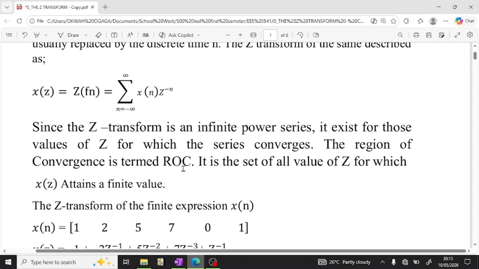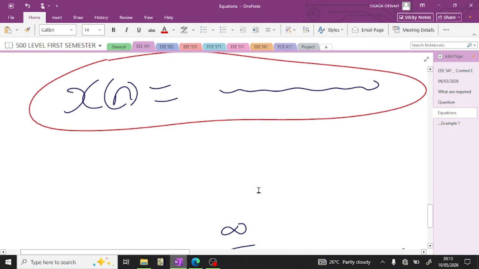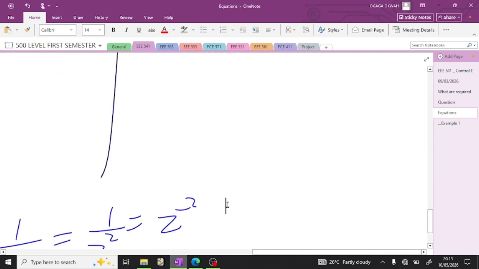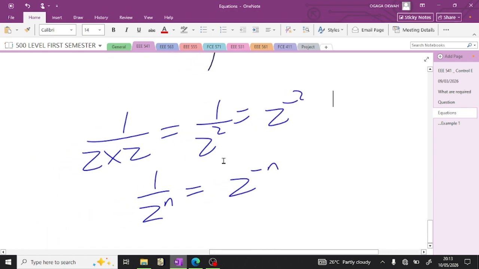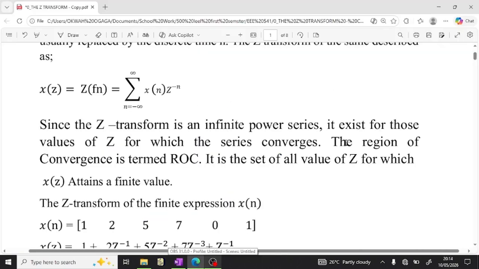R, region, O, and C, convergence. It is the set of all values of z for which x of z attains a finite value. Bear in mind that if z is 0 raised to this power and you now divide, it doesn't make sense. The region of convergence is termed ROC and it is the set of all values of z for which x of z attains a finite value.